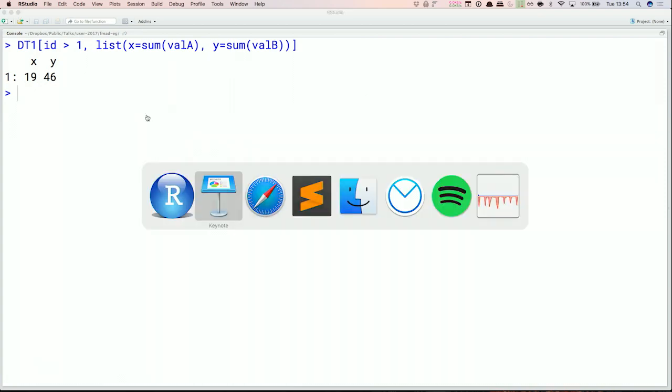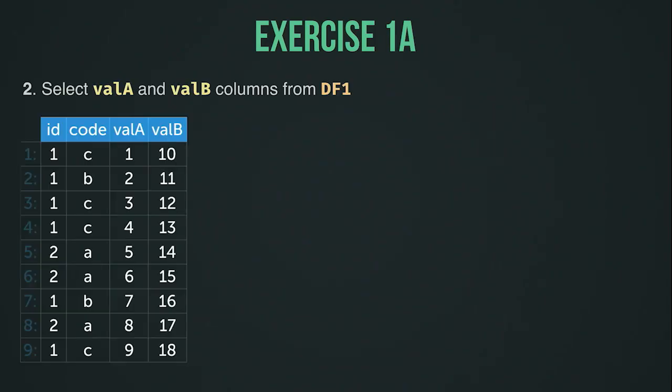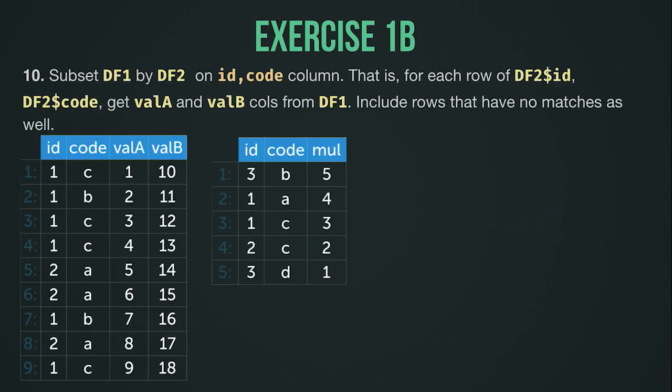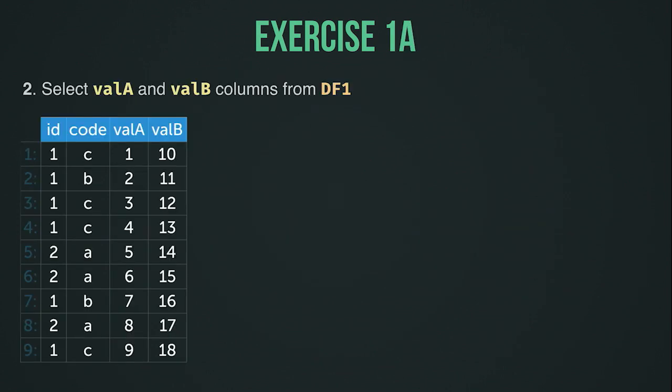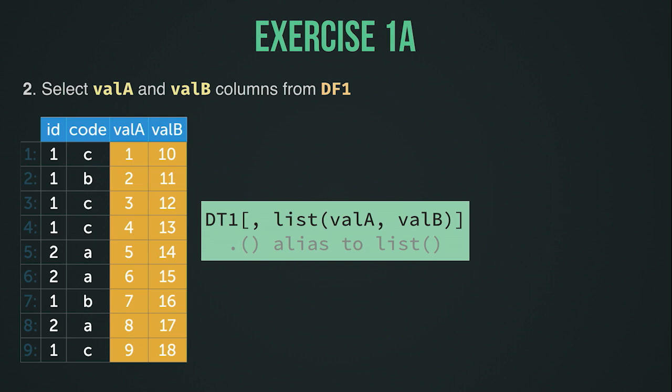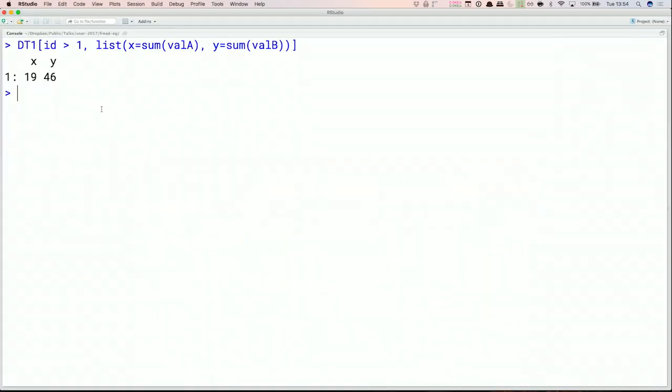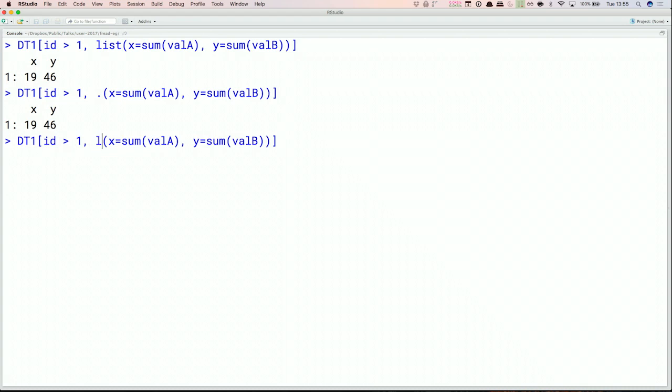Okay, so I'll just move on to the next one. I thought I explained it. So basically, do you follow this much? You can just replace this list with a dot just for convenience. It's just an alias. If you don't like it, just keep on using list.